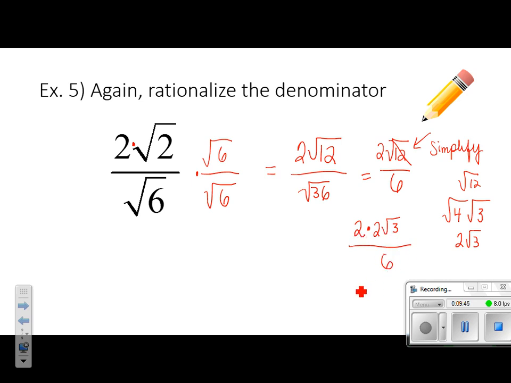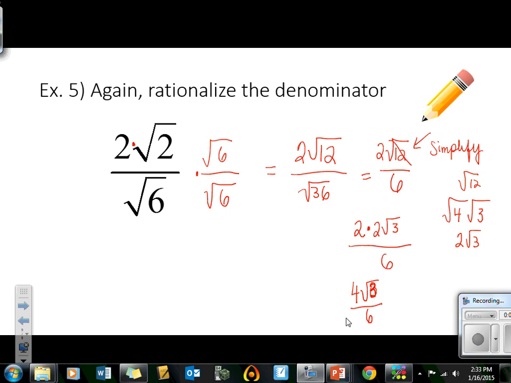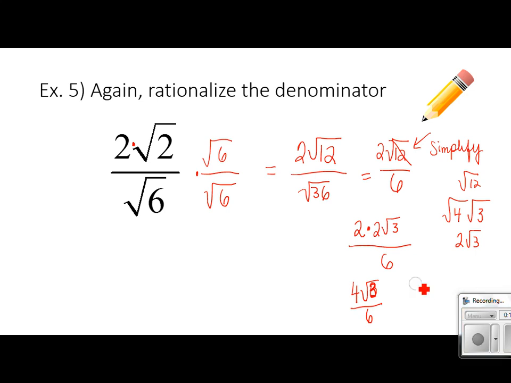2 times 2 is 4. 4 square roots of 3, all over 6 is what I would get. Now I can also simplify that fraction by asking what goes into 4 that also goes into 6? 2. 2 goes into 4 2 times, and 2 goes into 6 3 times. And now my square root of 3 didn't change because it's not the same kind of number. So this would be my final answer.